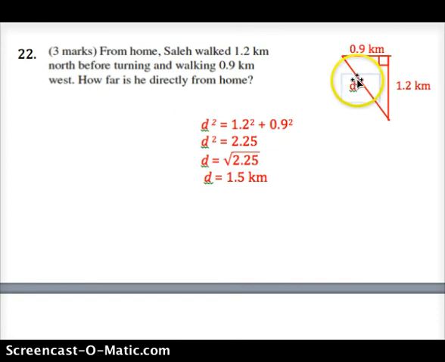And just notice in this question that the hypotenuse, 1.5 kilometers, is longer than the other two shorter sides. And the hypotenuse is always longer than the two shorter sides.